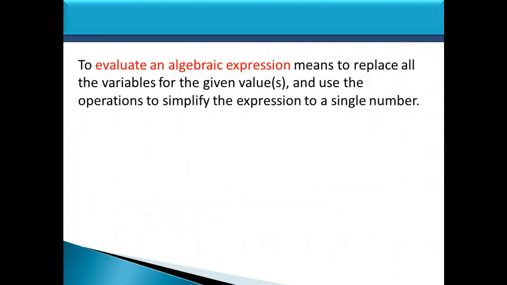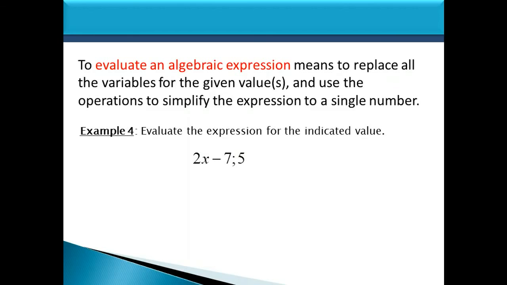So now we'll look at evaluating algebraic expressions. To evaluate an algebraic expression means to replace all the variables for the given values and use the operations to simplify the expression to a single number. So let's see how this works. We want to evaluate the expression for this indicated value. So the expression here is 2x minus 7, and the indicated value here after the semicolon is 5. So this is asking us to evaluate the expression 2x minus 7 when x is equal to 5.